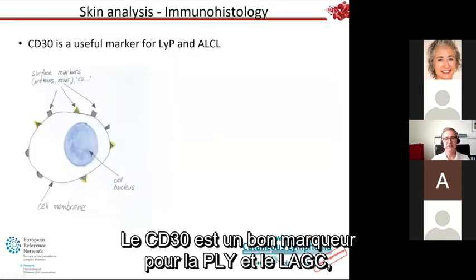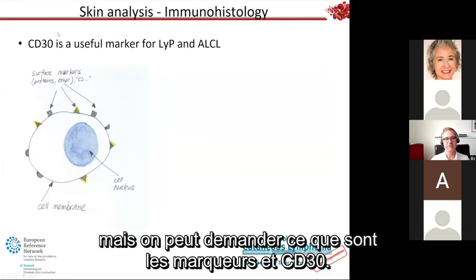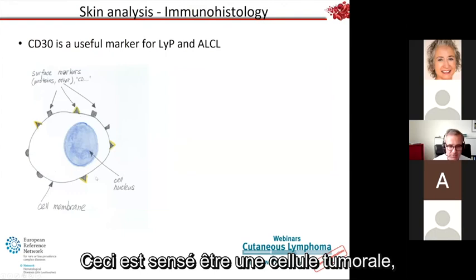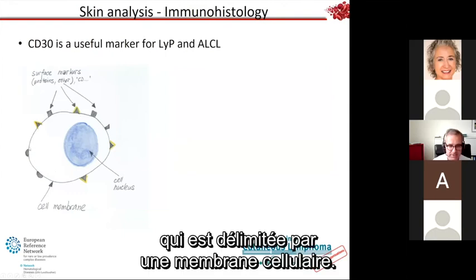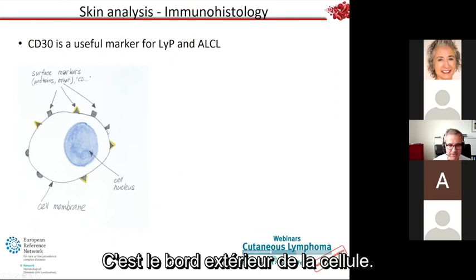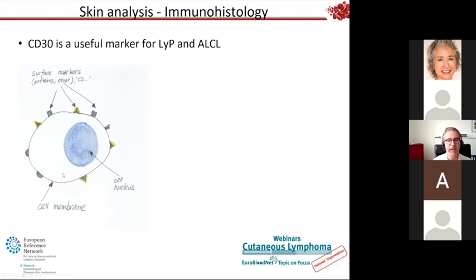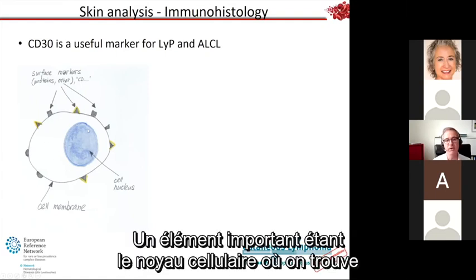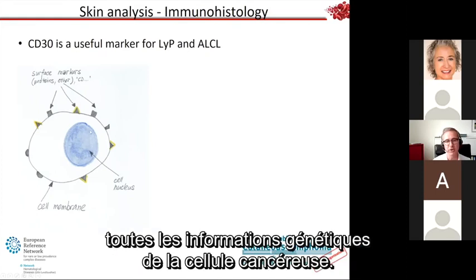CD30 is a very useful marker for LYP and ALCL, and you may have asked, what is a marker and what is CD30? So I try to depict that here also. This is supposed to be a tumor cell, and the tumor cell is delineated by a cell membrane. That's basically the outer border of the tumor cell, and on the inside there are many important things for the cells to grow, and one important thing is the cell nucleus, where all the genetic information of the cancer cell is stored.